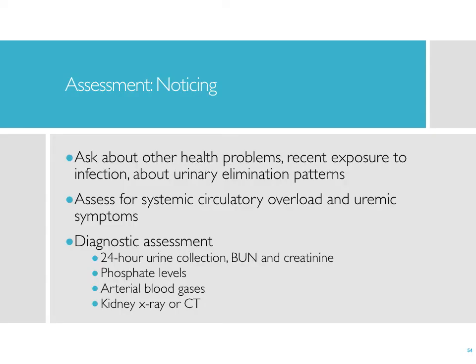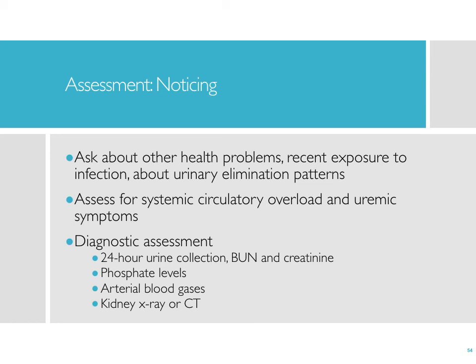So back to our nephritic syndrome, or chronic glomerulonephritis, we're going to ask about other health problems, including recent exposure to infections. We're also going to ask about their urinary elimination patterns. We're going to assess for systemic circulatory overload and uremic syndromes, so in other words, that cola-colored urine.